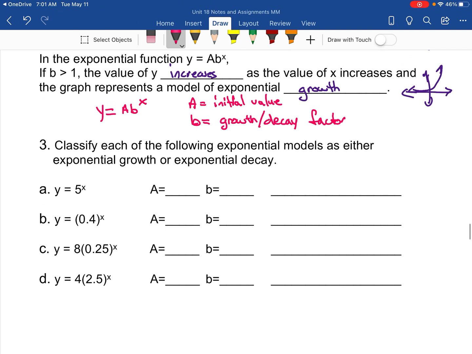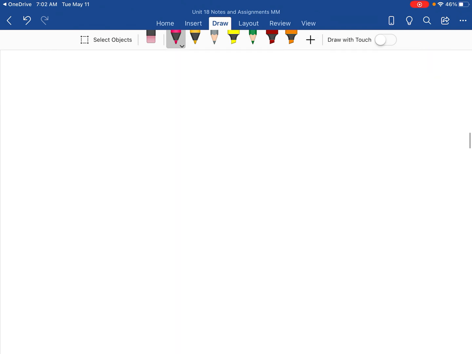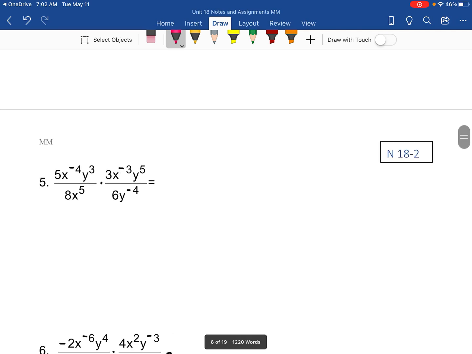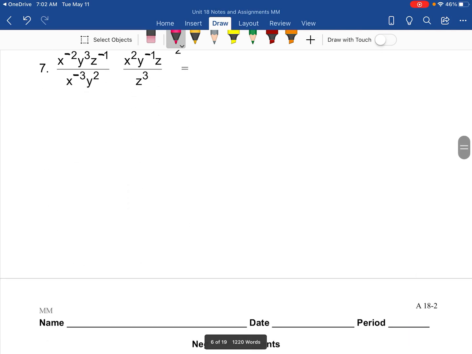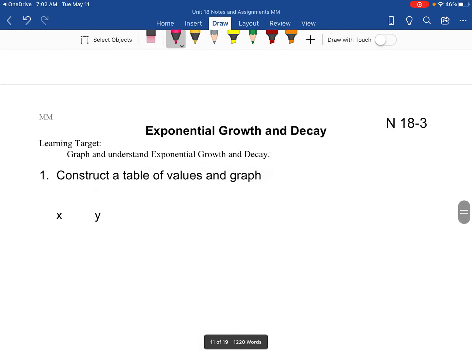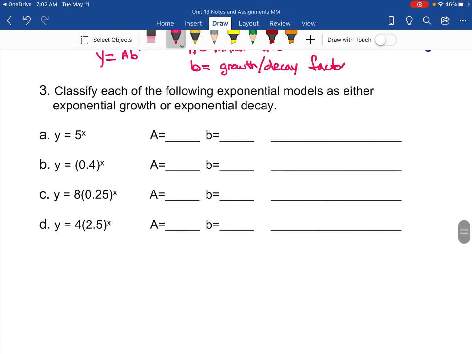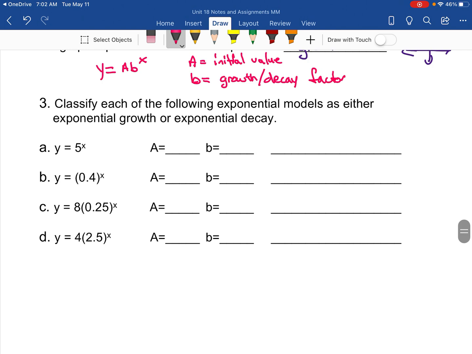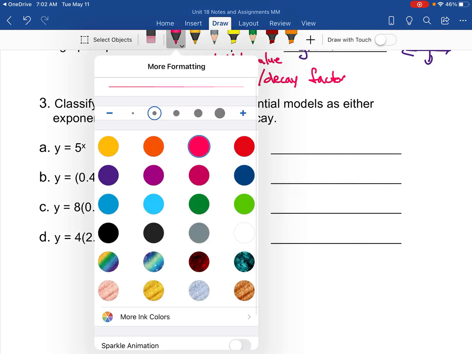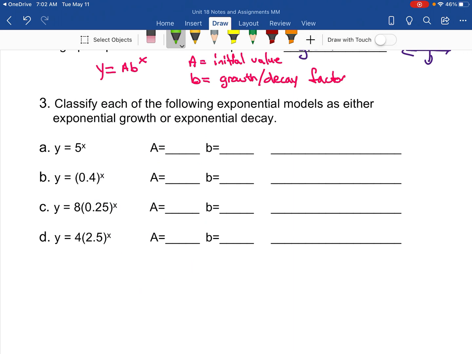So let's look at a few examples, and we're just going to classify. We're going to classify a and b value and then name the function, whether it's a growth function or a decay function. Let's look at the first one, a. It says y equals 5 to the x power.